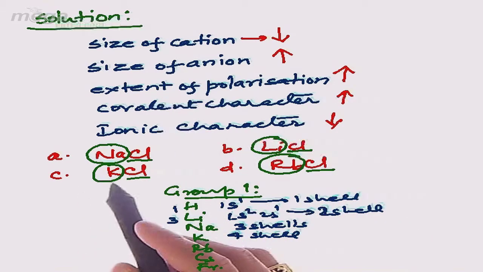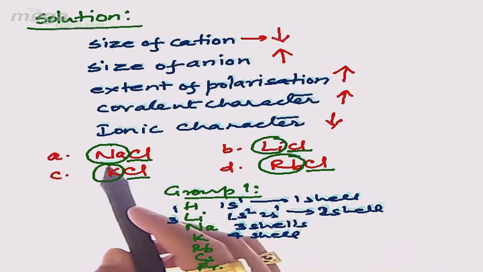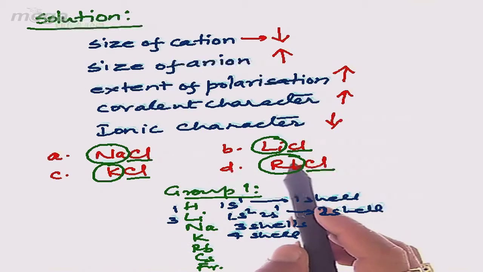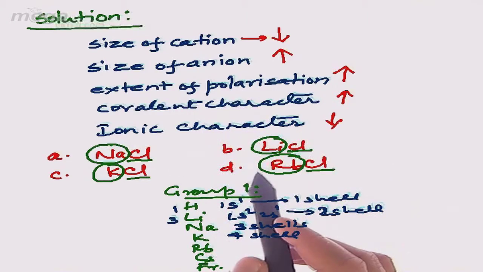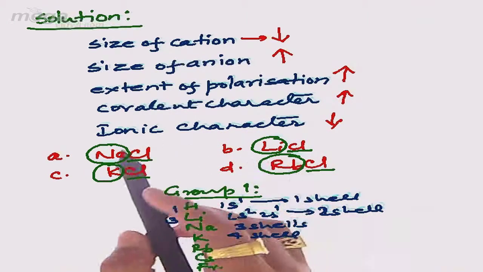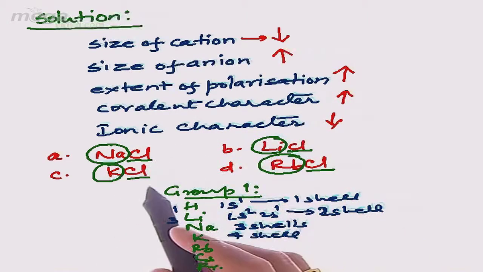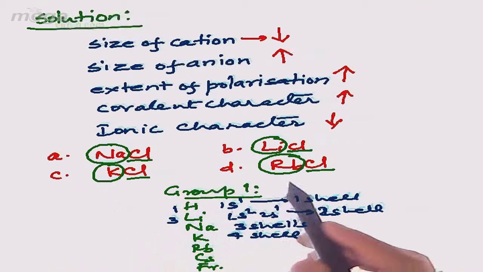Again I am repeating that whenever we have to compare the covalent or the ionic character, we are concerned about Fajans' rule, where we have to check the size of the cation and the anion. As in all the 4 options we have the common anion, we only compare the size of the cation.